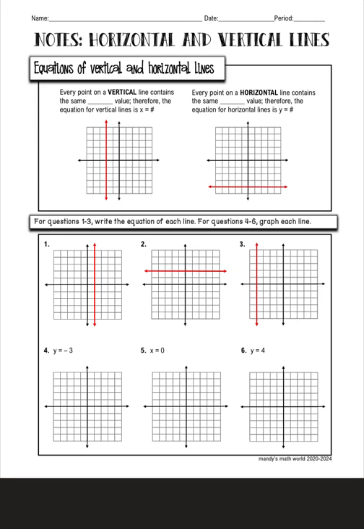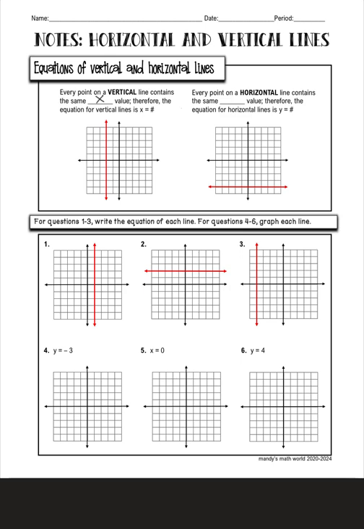For today's lesson, we're going to learn about horizontal and vertical lines, more so looking at the equation of vertical and horizontal lines. So for vertical lines, every point on a vertical line contains the same x value. Therefore, the equation for vertical lines is x equals a number.